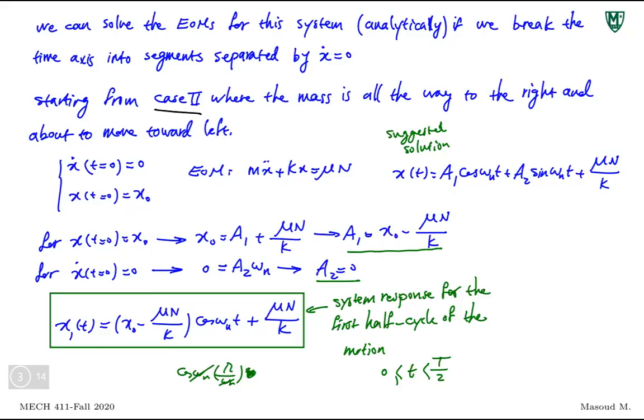Cosine pi? -1. -1. Okay. For a second, I was having a heart attack. Becomes -1. So this becomes minus times x naught minus omega n, mu n over k. The second part, mu n over k, is just going to be there.